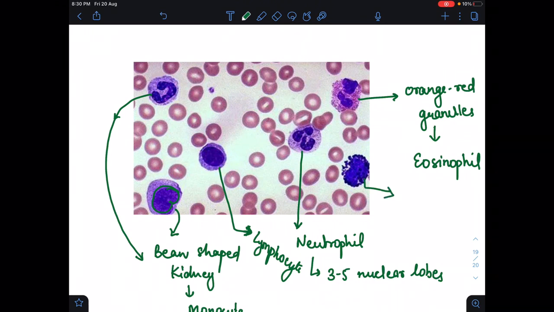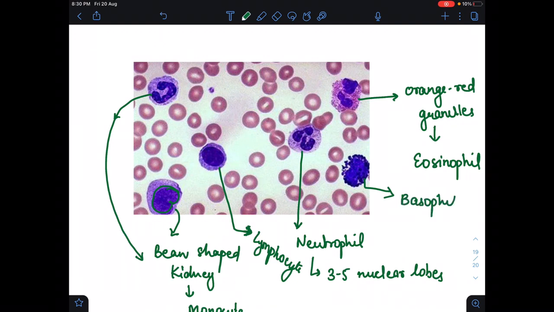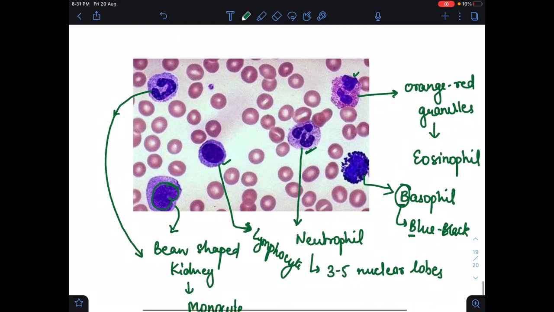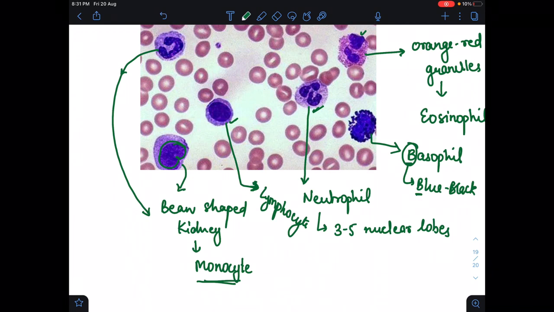And the last one, as we see here, is a basophil, because blue or black granules are seen in it. B for blue black and B for basophil. So it is a basophil. Here we see red orange granules, so it is an eosinophil. In this we see a lot of nuclei, so it is a neutrophil. In this the nucleus size is equal to the cell, so it is a lymphocyte. And in the monocyte we see a kidney shaped or bean shaped nucleus.